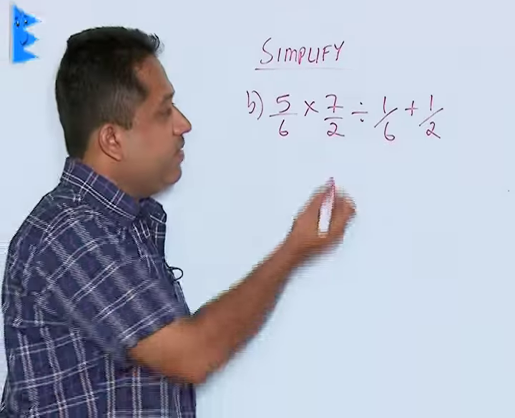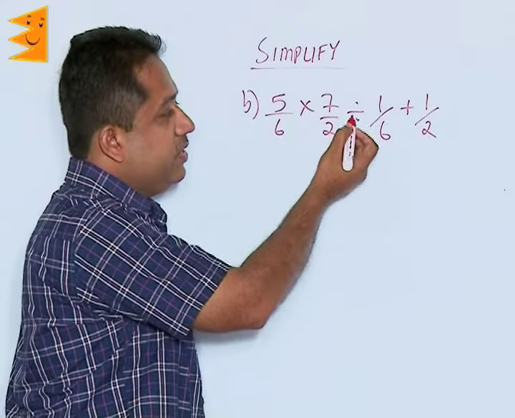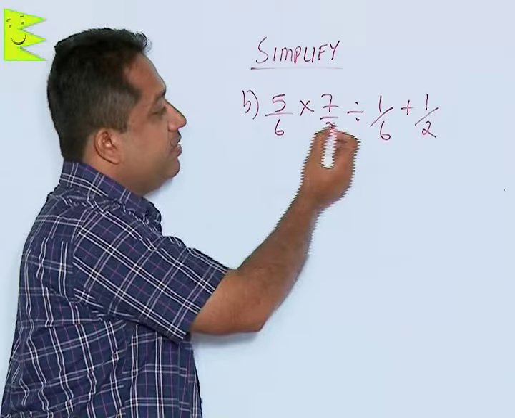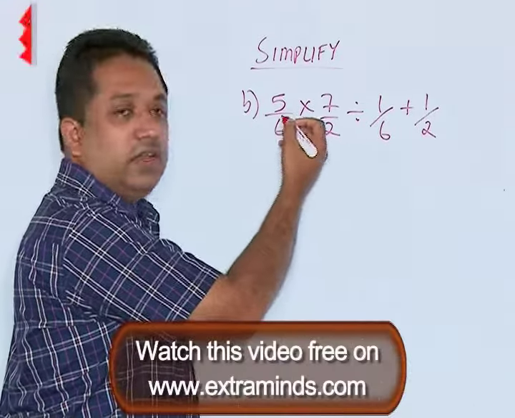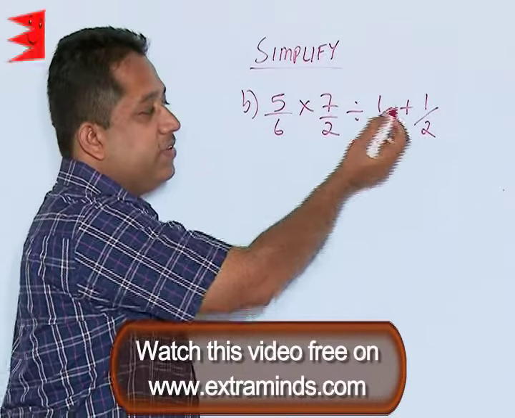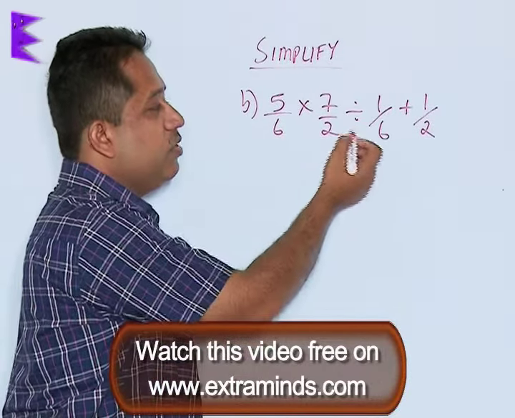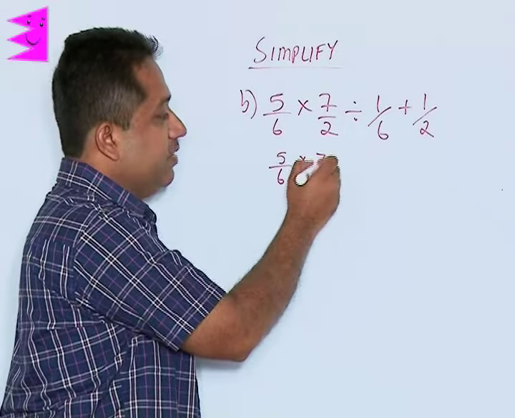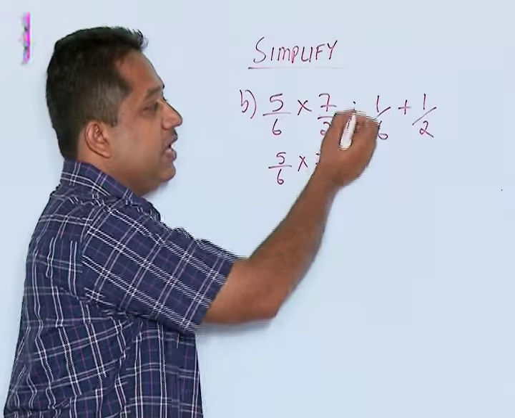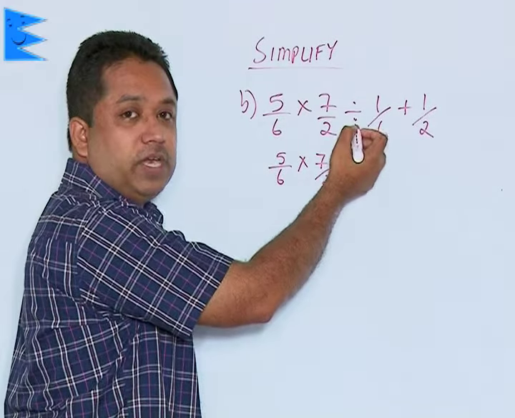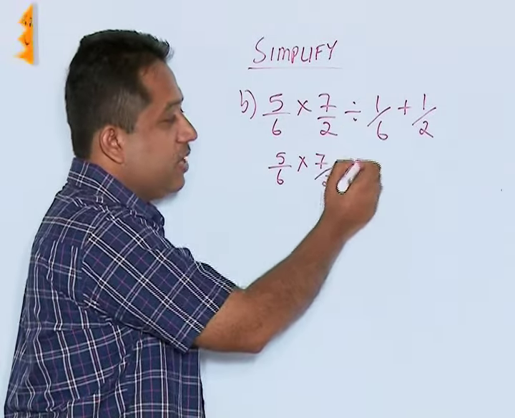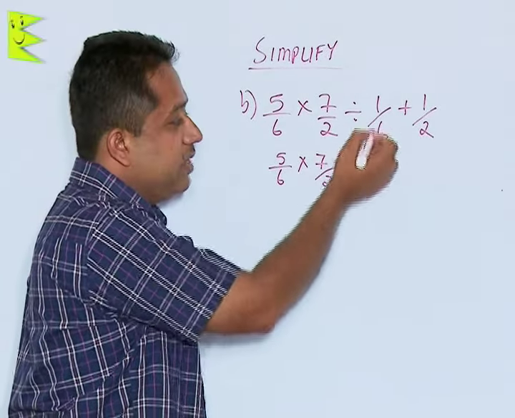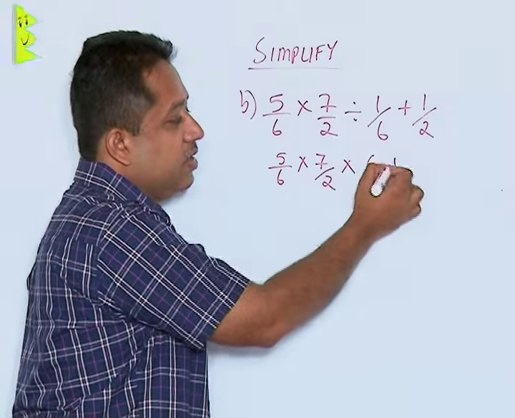Here we have another example where we have multiplication, division and a plus sign. Now, we have discussed the BODMAS rule, according to which division precedes multiplication and addition. So, that means we are going to solve this portion first. So, 5 by 6 remains as it is, 7 upon 2 remains as it is, and how are we going to solve this division part? We have to take the reciprocal and multiply. So, the division changes into a multiplication sign, and 1 by 6 becomes 6 by 1, plus 1 by 2 as it is.